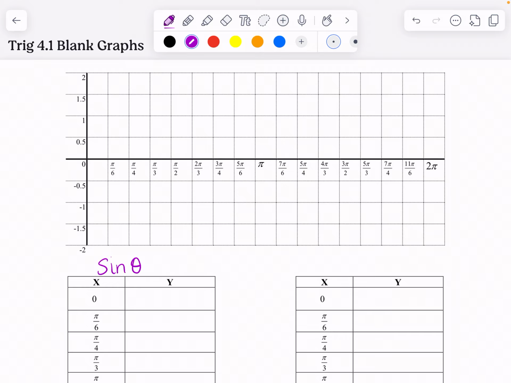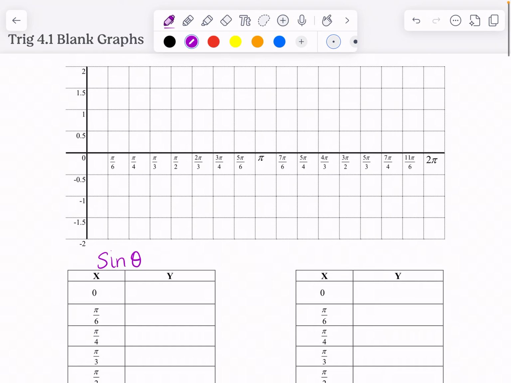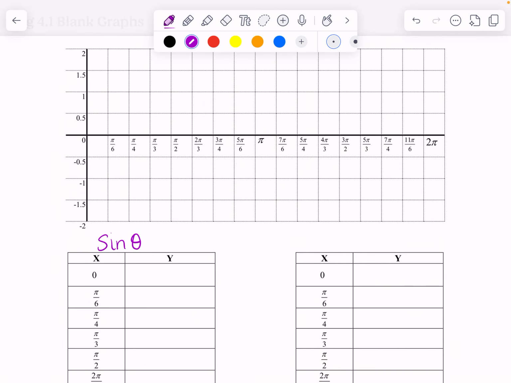When we first graph sine, remember that we look around our unit circle and sine is the y-coordinate. So as we go around our unit circle, x is going to be our radian value, and then y is going to be the function at that value. At 0, sine of 0, my y-coordinate is 0. And then at pi over 6, sine is 1/2. I'm going to convert that into just a decimal to a tenth so that we can plot them easier. And then at pi over 4, sine is root 2 over 2. So if I put that in my calculator, I get 0.7.